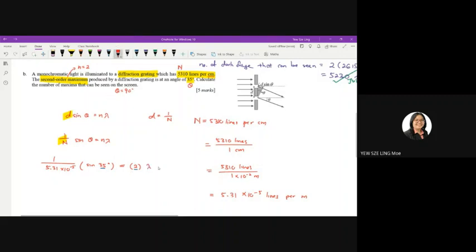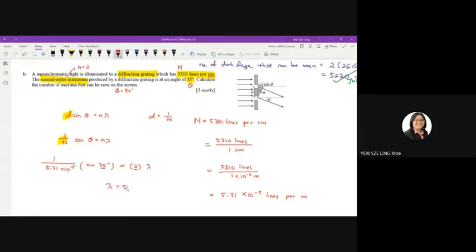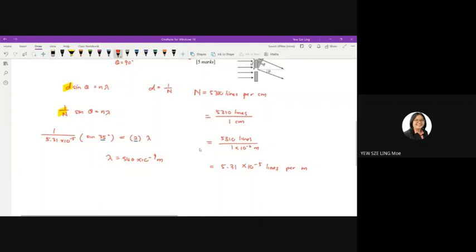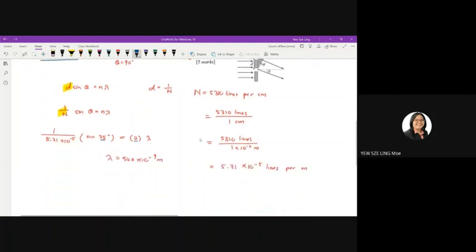So times lambda. Rearrange the equation, and you will then obtain lambda equals 540 times 10 to the power of negative 9 meter. So that is your first step. You determine the wavelength from the information given from the second order maxima. After that, you then calculate the number of orders that can be seen on the screen, before you calculate the number of maxima that can be seen. So you need the number of orders that can be seen, the maximum value for n.